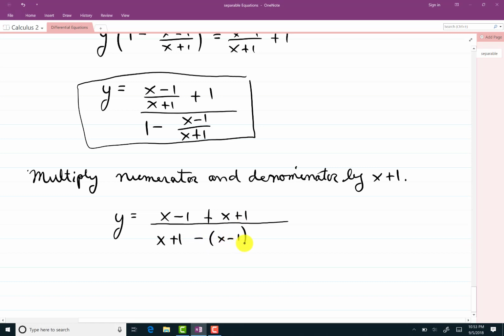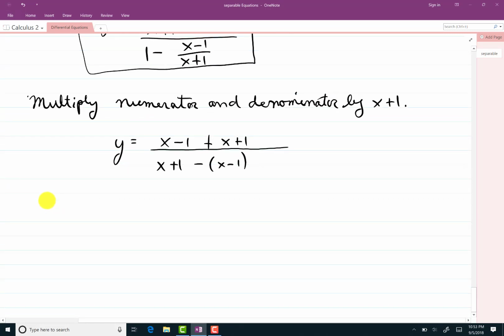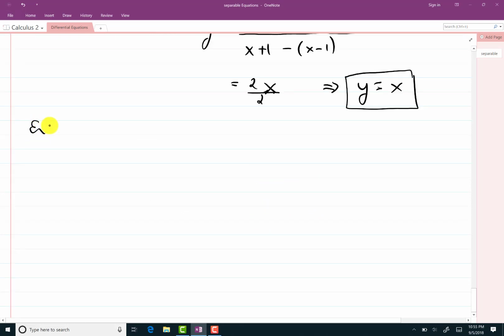Make sure you put those parentheses there. So it looks like on the top I'll have 2x, and in the denominator I will have 2. So this gives me, for a solution, all that leads to the simple solution y equals x. There is my explicit solution. All right, let's see what we have.